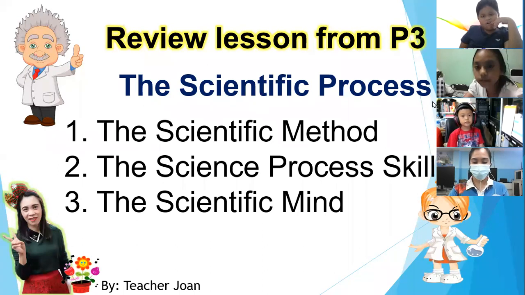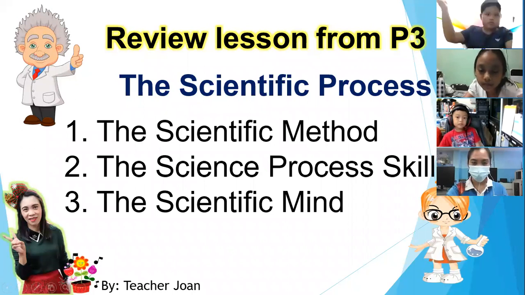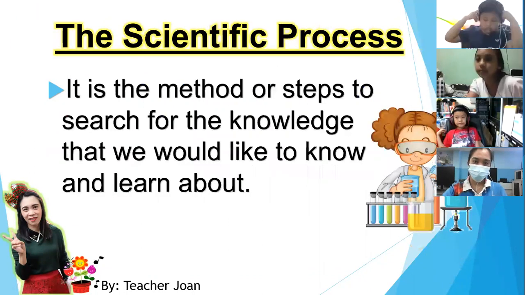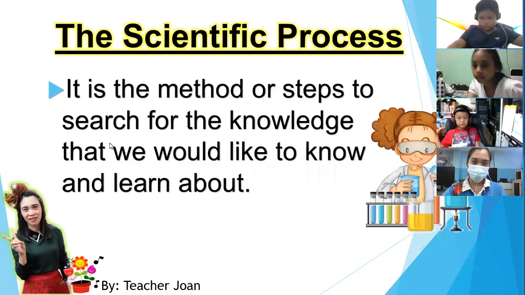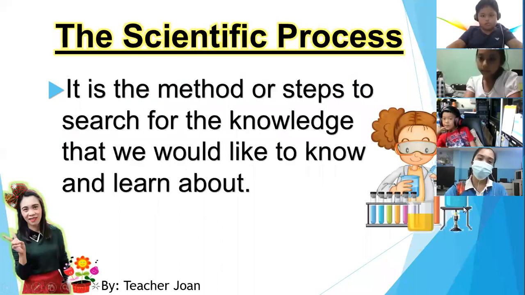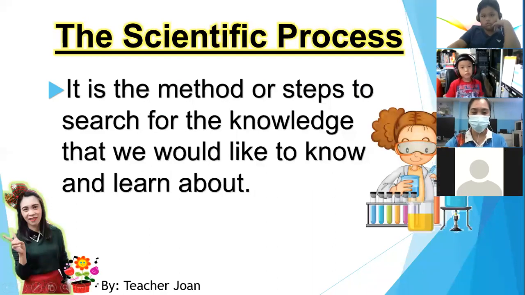Yes or no? Who can remember the first day of the class? Okay, so nobody remembers. I will explain it to you thoroughly, okay? The first thing is the scientific process. It is the method or steps to search for knowledge. Now, when we want to know lots of things, we need to gather information, right? If we want to learn about different things, we need to look for the information, either on the internet or in a book. Okay, next we have the scientific method.